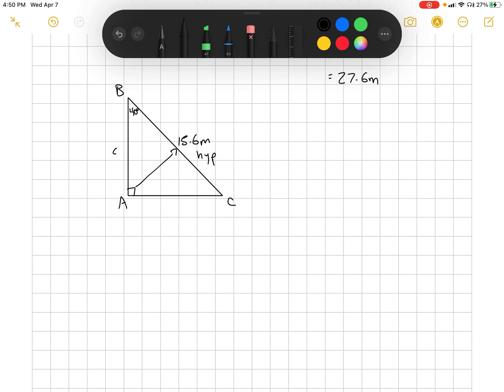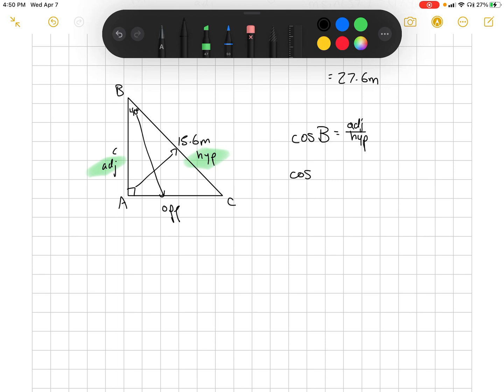This would be our hypotenuse. This would be our opposite side. So by process of elimination, this is our adjacent side. Now we have the hypotenuse and we're looking for the adjacent. So adjacent and hypotenuse, that is cosine of B equal to adjacent over hypotenuse, like so.